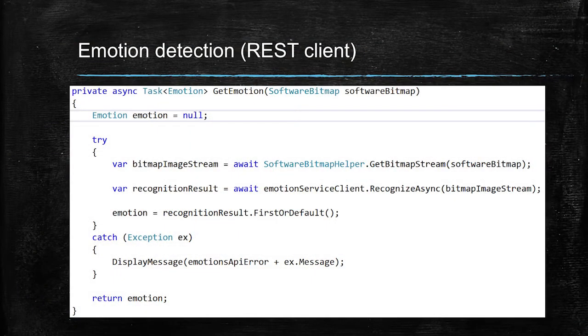So how does it work? It's really pretty simple, because you have the REST client, which sends those requests to the cloud for you. So as you can see, I just convert my bitmap to a stream, send it to the cloud using the emotion service client, and then pick the first recognition result.